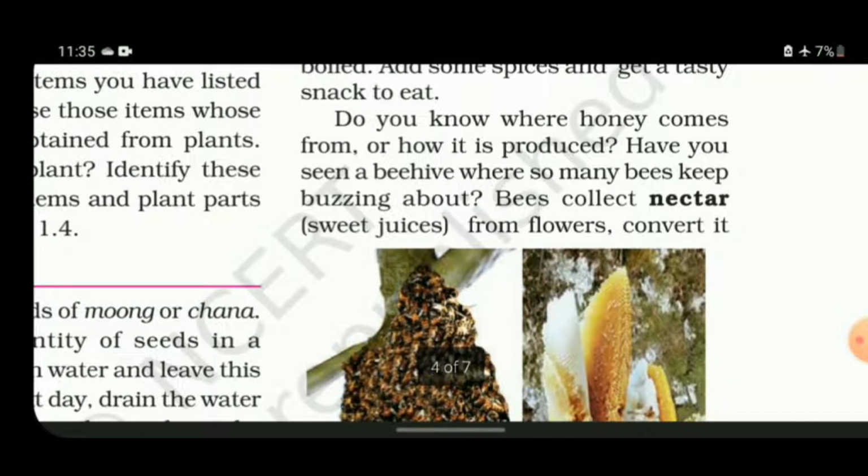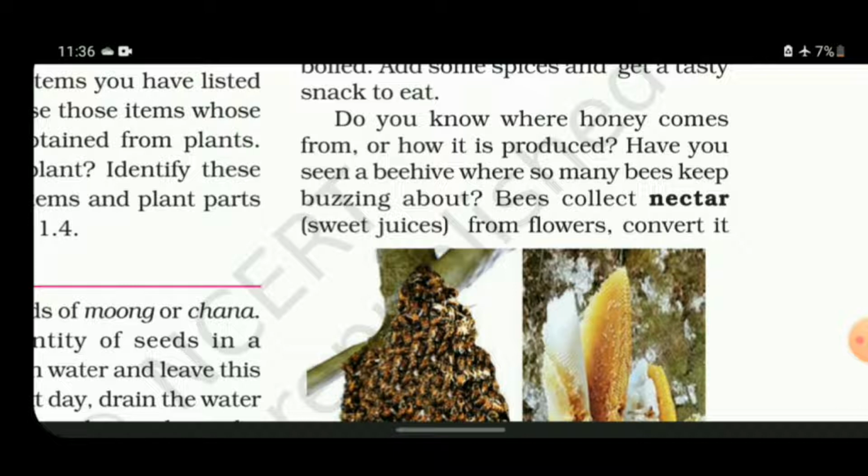Do you know where honey comes from or how it is produced? Have you seen a beehive where so many bees keep buzzing about? Bees collect nectar, sweet juices, from flowers, convert it into honey and store it in their hive.